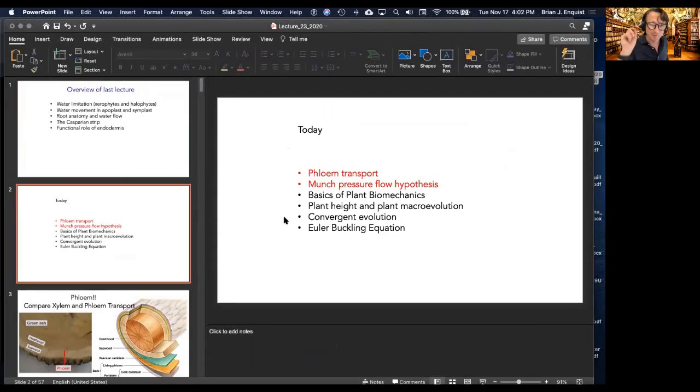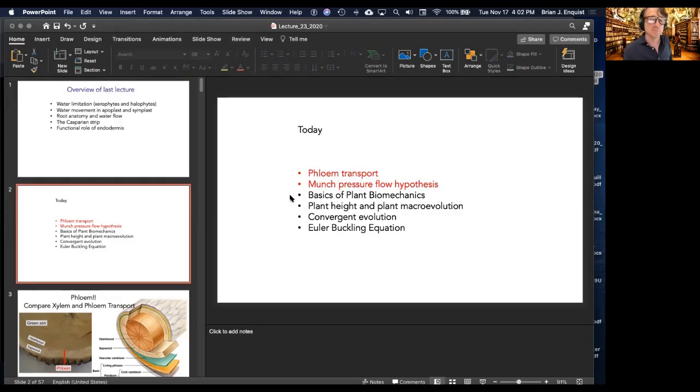So today we're going to be talking about phloem transport and something known as the Münch pressure flow hypothesis, which is again another stellar hypothesis that when it was proposed, people thought it was crazy, but over time, as we had better and better experimental techniques, has come to be proven true.